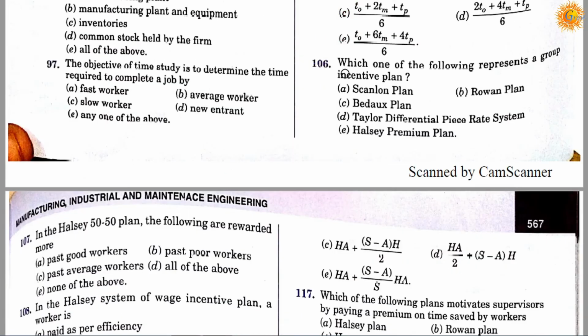Question number 106. Which one of the following represents a group incentive plan? Option A is a Scanlon plan. Option B is a Rowan plan. Option C is a Barth plan. Option D is a Taylor differential rate system, and option E is a Halsey premium plan. So the correct answer will be A. It means the group incentive plan is the Scanlon plan.